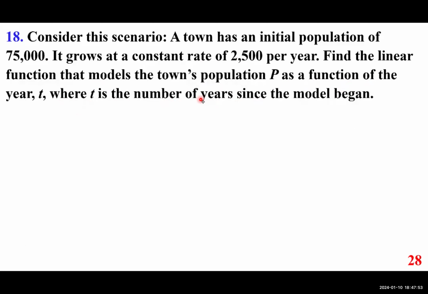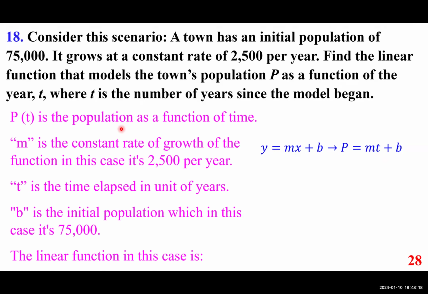It's very straightforward. Let me just do some explanation as to what's going to happen. We are going to use y equals mx plus b. In this case, we're going to use P to represent the population, and t to represent time. P of t is the population as a function of time. m is the constant rate of growth of the function, which is 2,500 per year. So that's m.